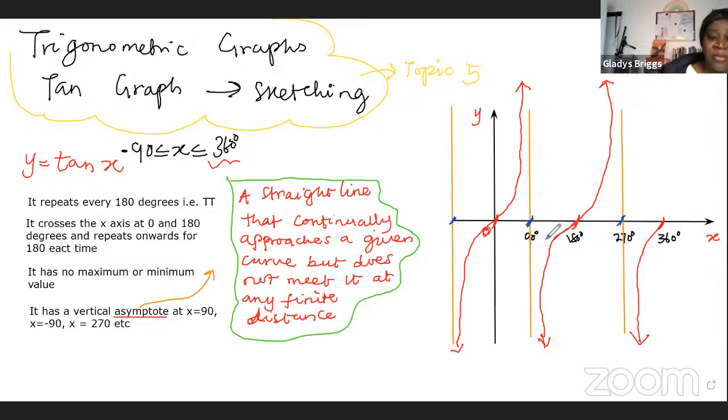So you have your pi over 2. Let me use the green pen. Pi over 2, 2 pi over 2, 3 pi over 2, 4 pi over 2 in radians, okay? And this is 0, and negative pi over 2 here. All right, so that is it.